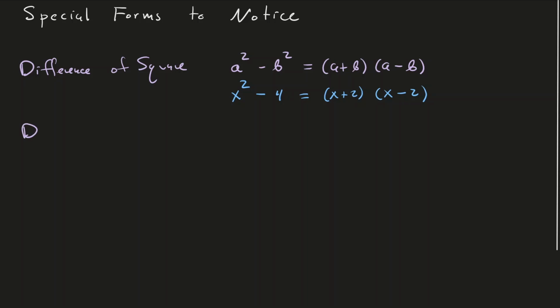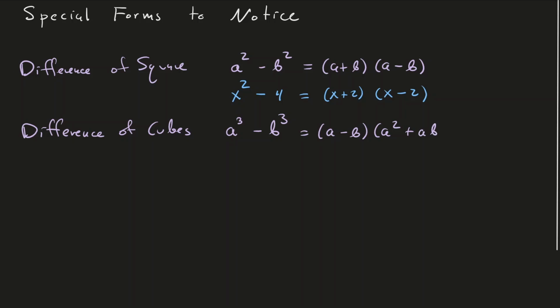Next is the difference of cubes. And this one is a cubed minus b cubed, which then factors as an a minus b times an a squared plus ab plus b squared. So as an example, if I had x cubed minus 8, this would equal x minus 2 times x squared plus 2x plus 4.